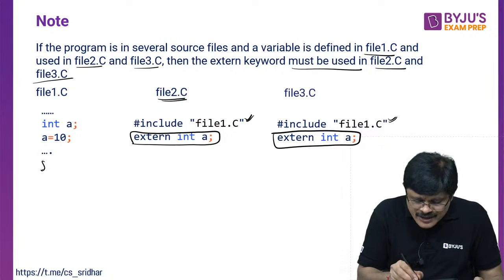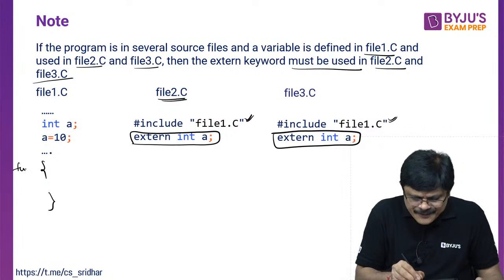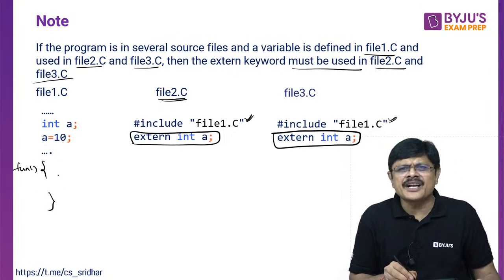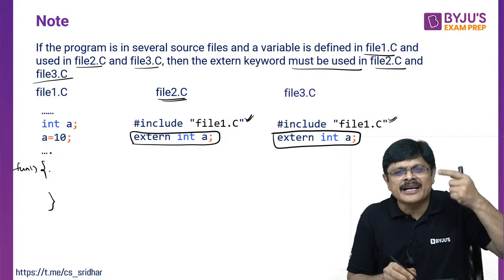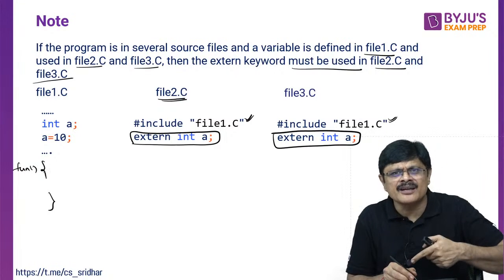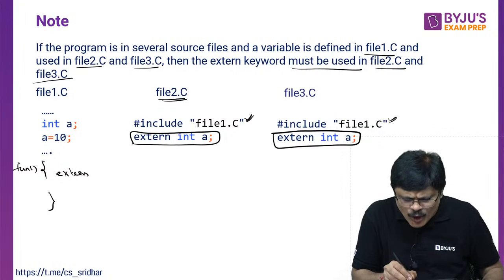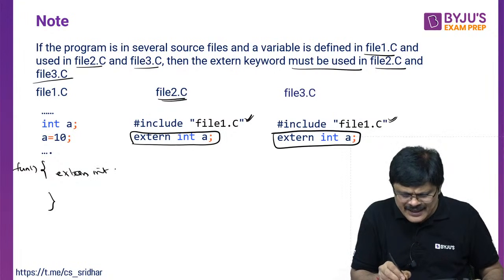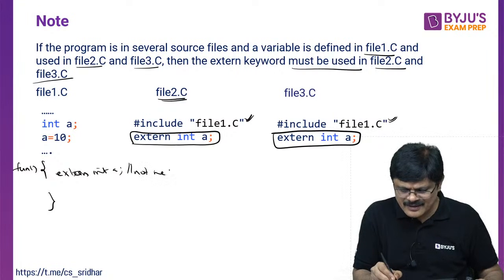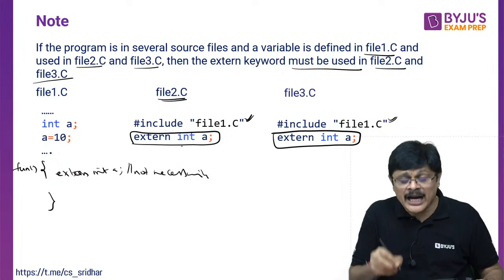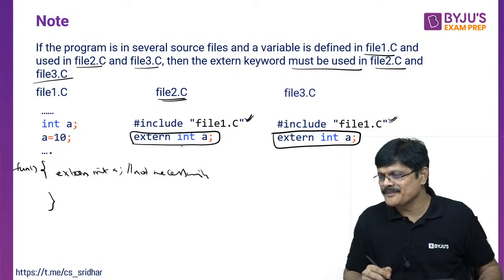Now suppose in this there is a function. Here the extern keyword is not necessary. If the definition is before the function, the extern keyword is not necessary. Even if you write it, there is nothing wrong, but it is not necessary. But in other files, it is compulsory.